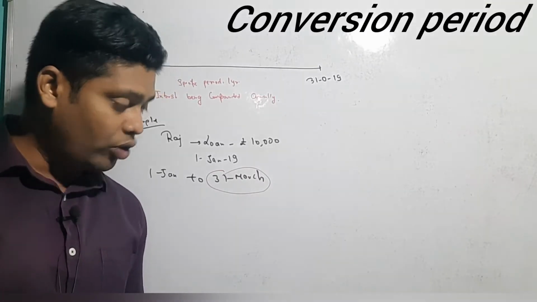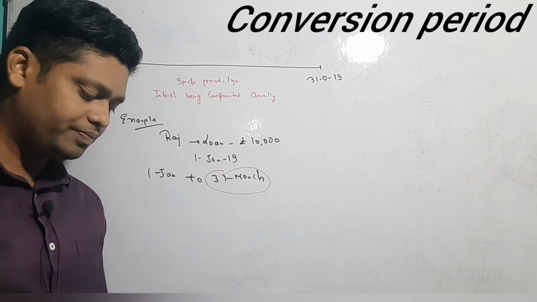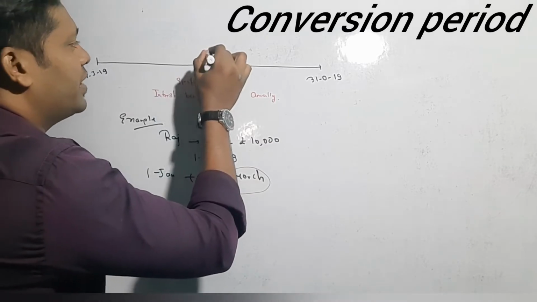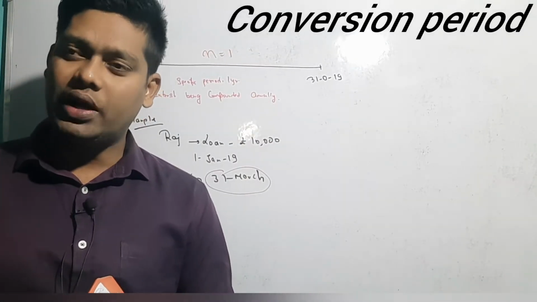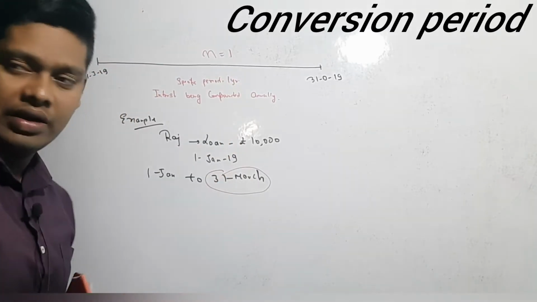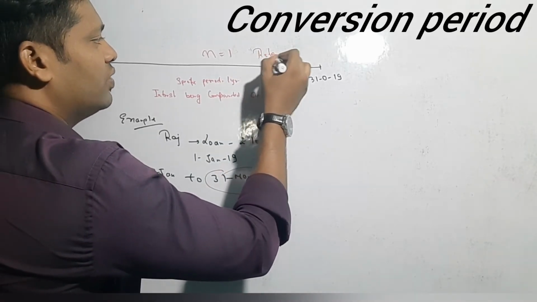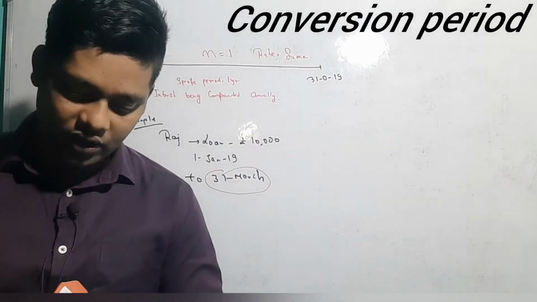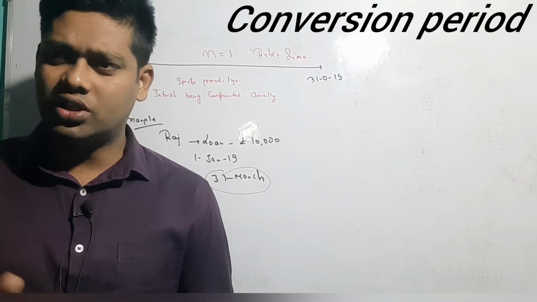According to this, how many times does he have to pay? One time. So here n means conversion period. n is equal to 1. Conversion period means how many times you need to pay the interest in a year. So here conversion period is 1. And what about the rate of interest? The rate of interest will be the same. There is no change in the rate of interest. If they have given you 10% per annum, you have to take 10% only.